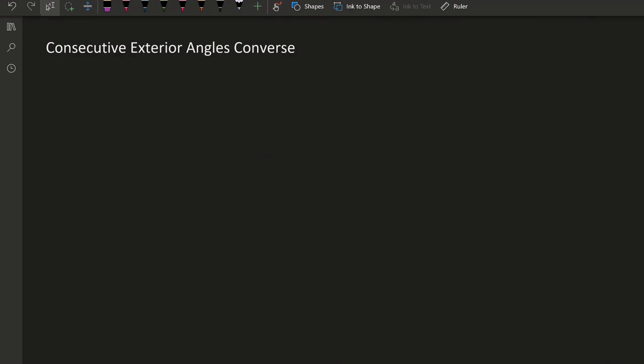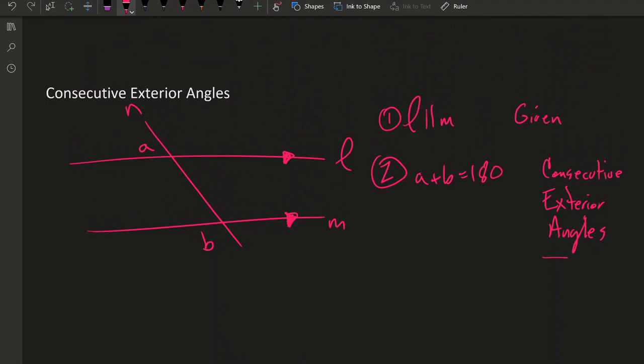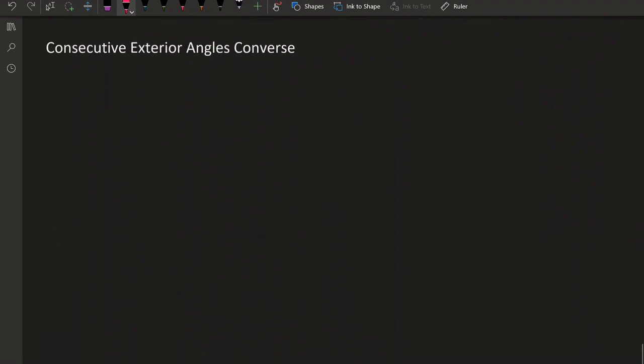Okay, now we're on the consecutive exterior angles converse. So just to clarify, that was a mistake right here. This is consecutive exterior angles, not the consecutive exterior angles converse. Sorry. The consecutive exterior angles converse.